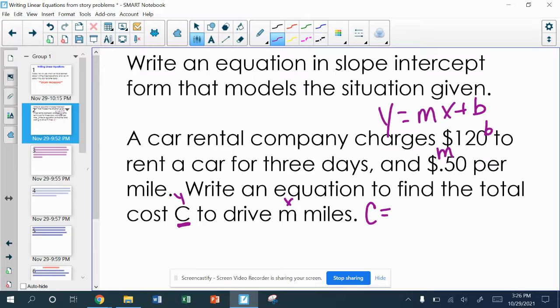So I know that the slope is 50 cents and the m is for miles, so don't get confused there. But this should make sense. If I say 50 cents for every mile, plus we had to pay $120 just for getting the car.